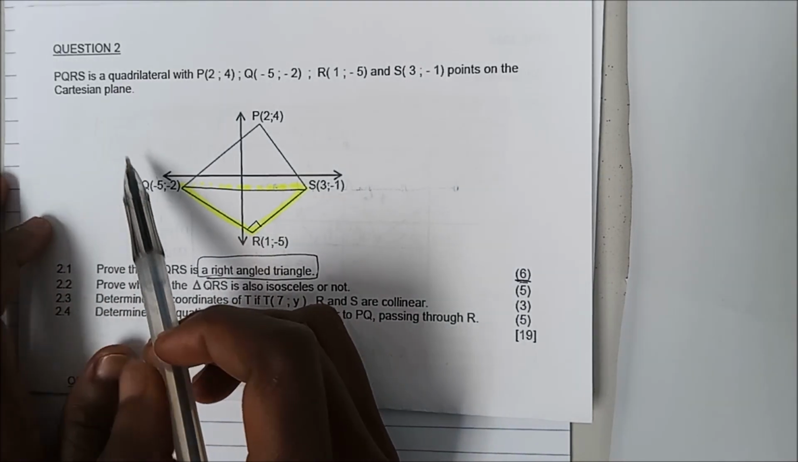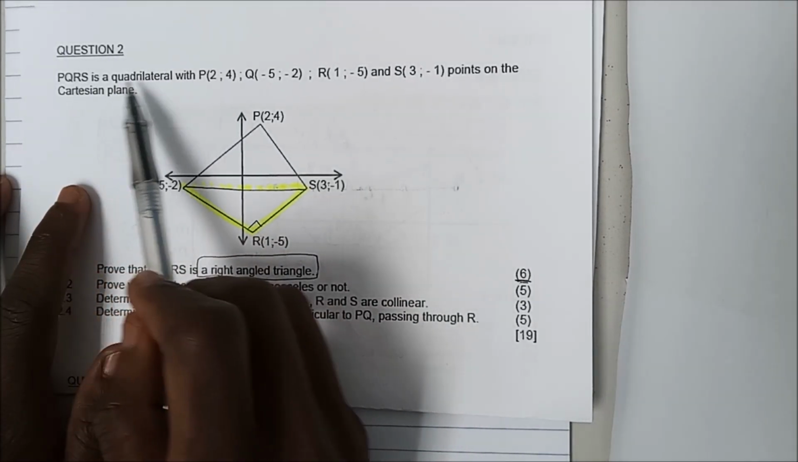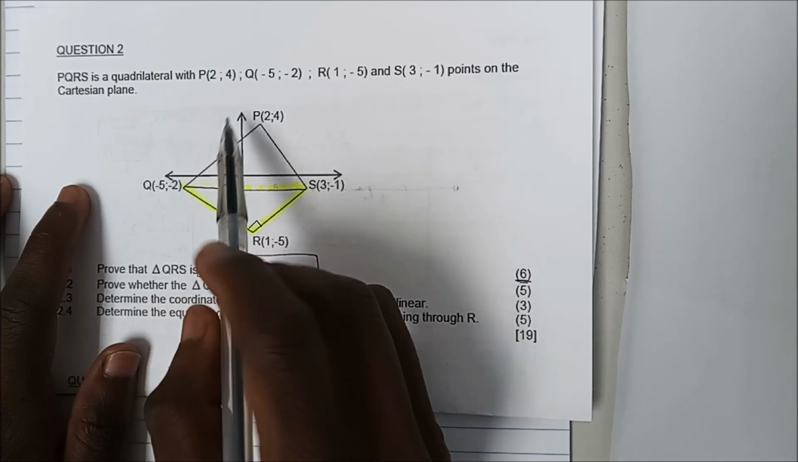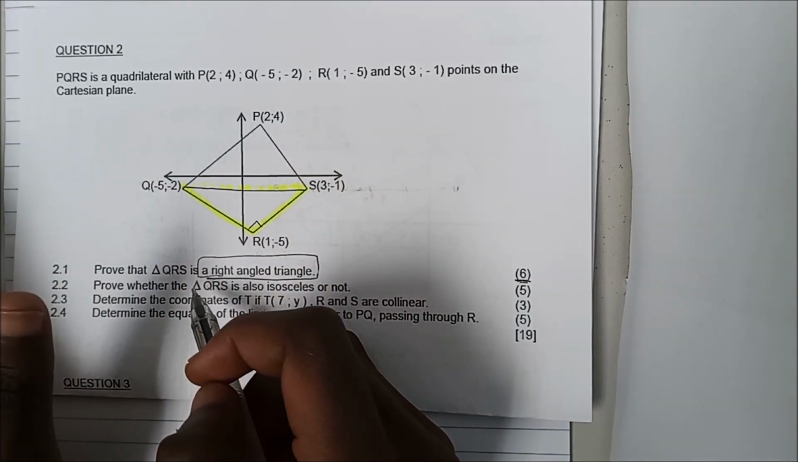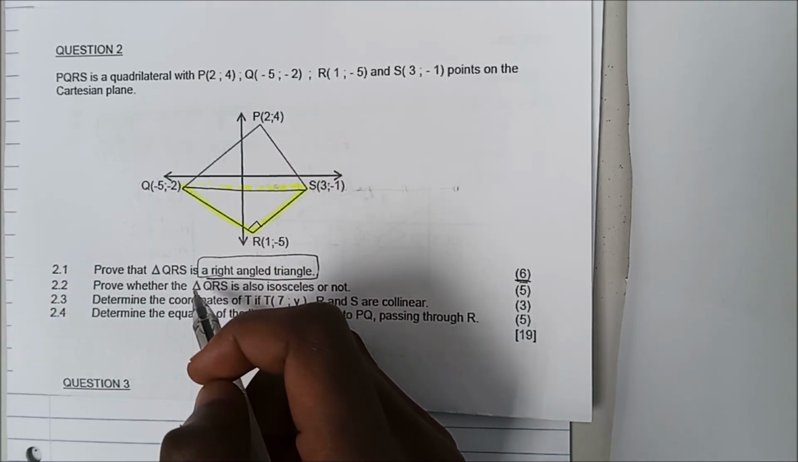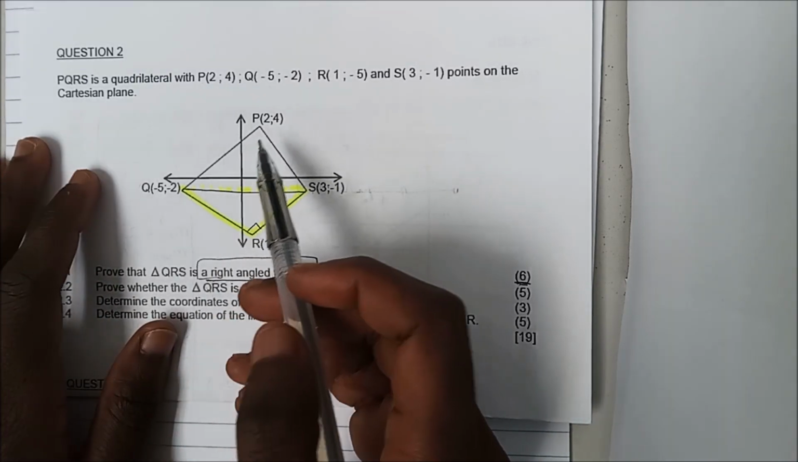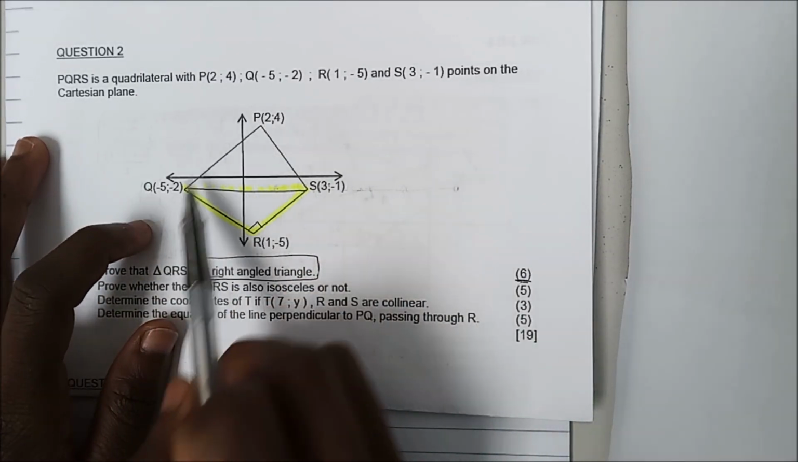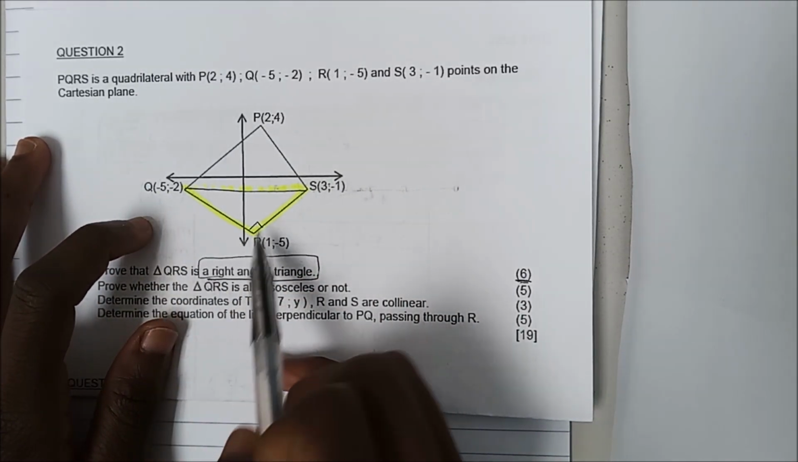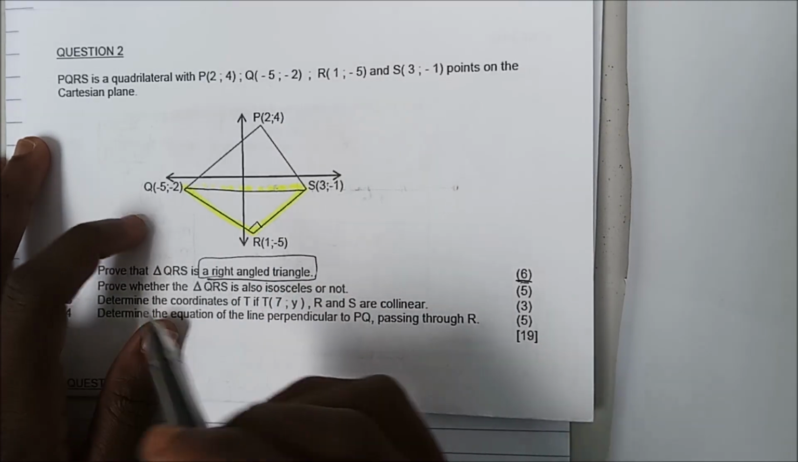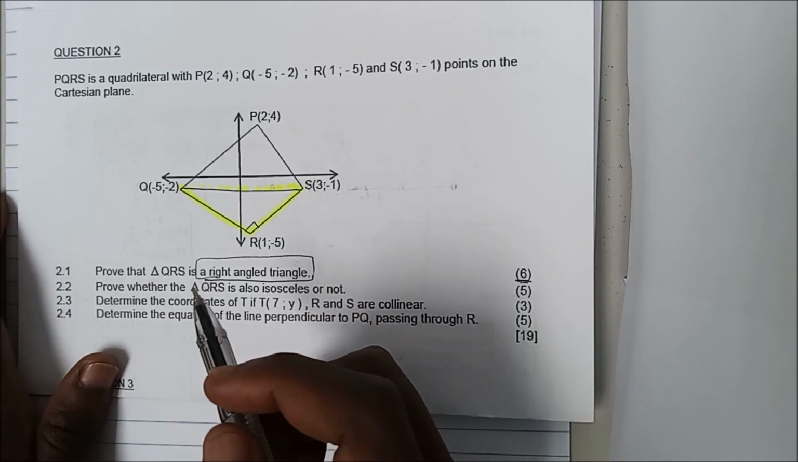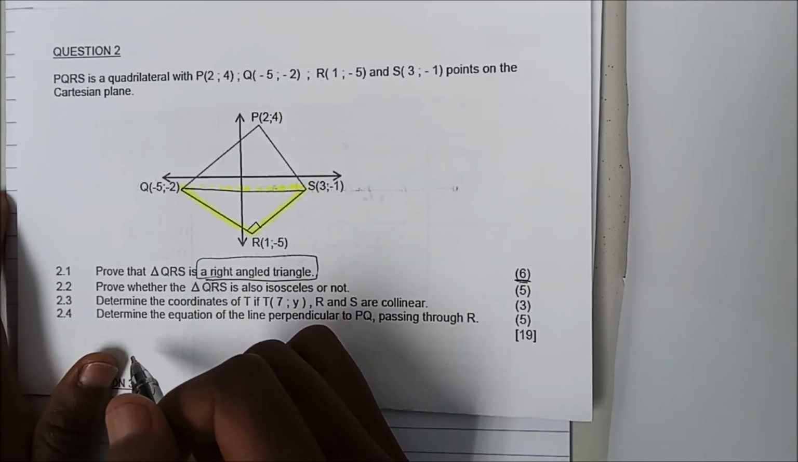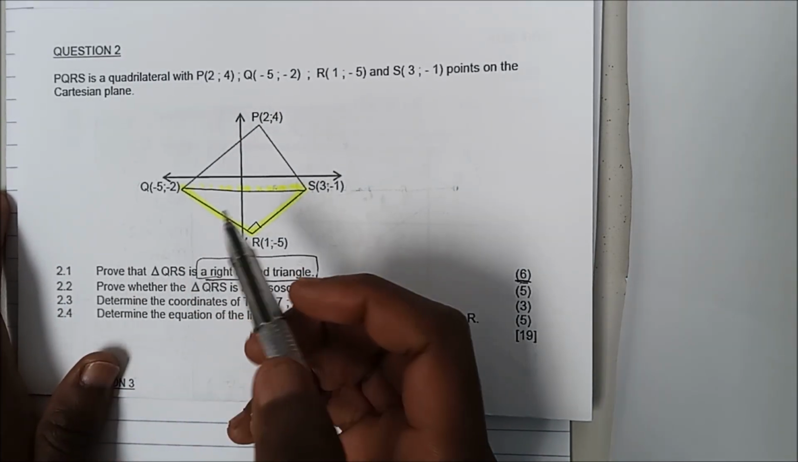They're saying PQRS is a quadrilateral with P, Q, R and S. We can see the coordinates. No fancy information here, so we just have to go through the sketch. So we have P, we have Q, we have R, and then we have S. No problem. So now let's go straight to the questions.